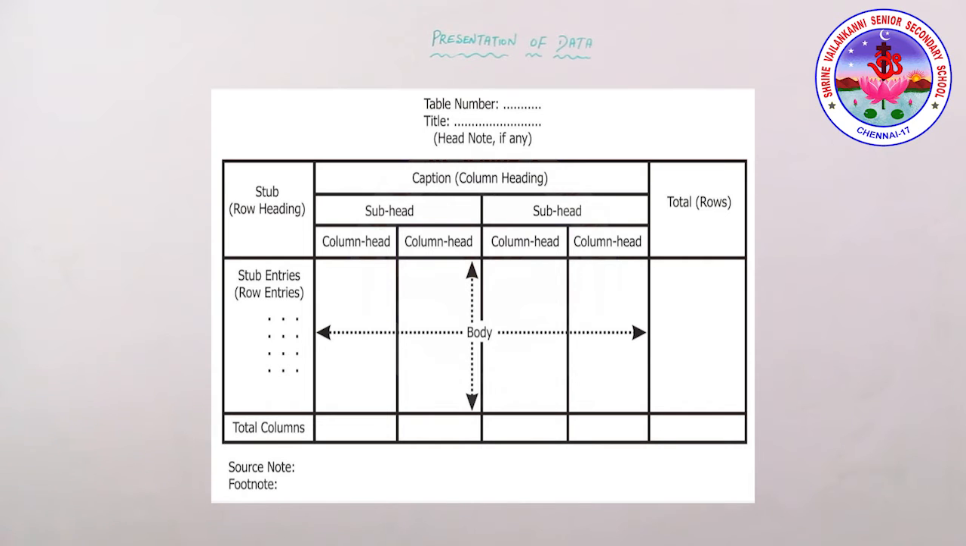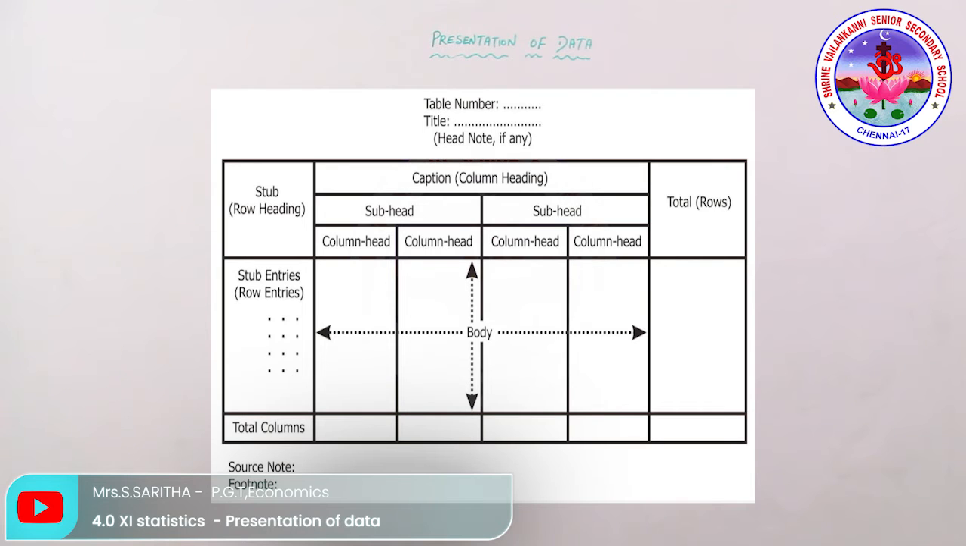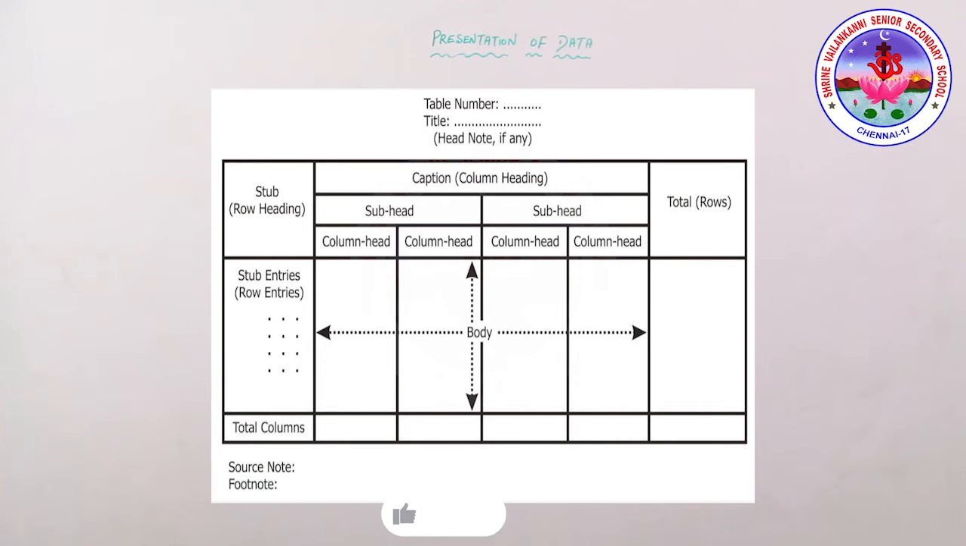The next, stubs, or we can call them row headings. Like a caption or column heading, each row of the table has to be given a heading. So stubs refers to the headings of the horizontal rows. A brief description of the row headings may also be given at the top left-hand corner of the table. So these are the parts of the table: the table number, the title, source notes, footnotes, the body of the table, caption or column headings, and stubs or row headings.